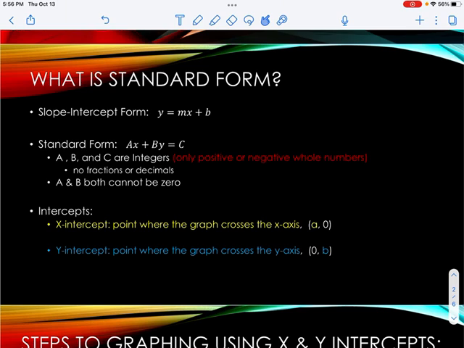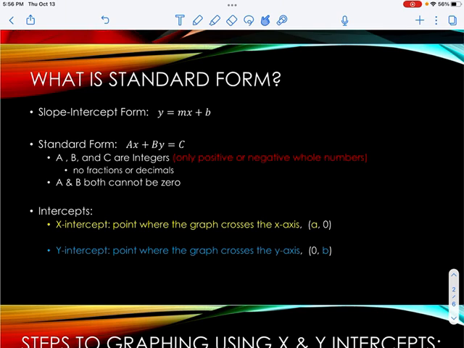Now, the big difference here, if you notice, is that in slope-intercept form, we solve for y, so we get y completely by itself on one side of the equation. In standard form, that is not the case. We have ax plus by equals c. So the x and the y and their coefficients are all on one side.